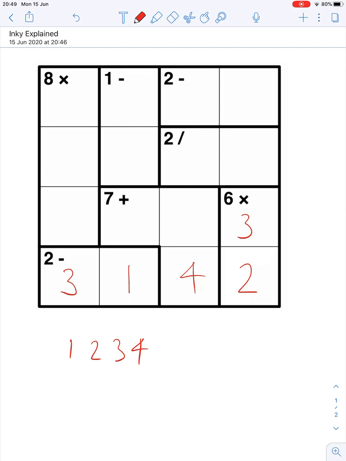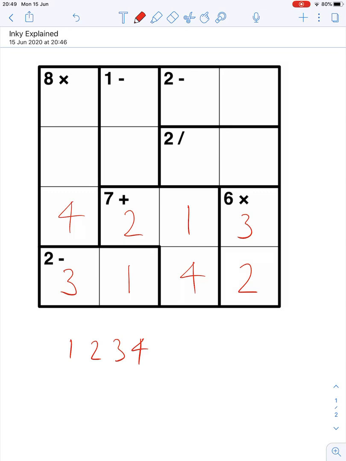Where should we go next? So let's look at the 7 with a plus. I've already got a 4, so the other two numbers will have to add up to 3. And the only possibility there is 1 and 2. I can't put the 1 there because then there'd be two 1s in the same column, beg your pardon. So it must go like that. And now I can fill in the third row with a 4.